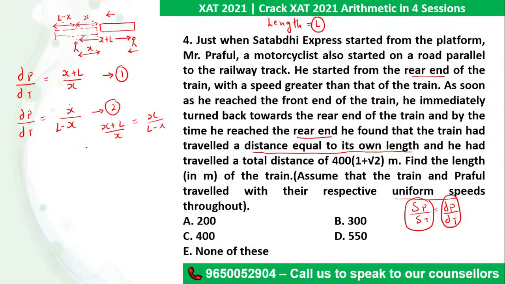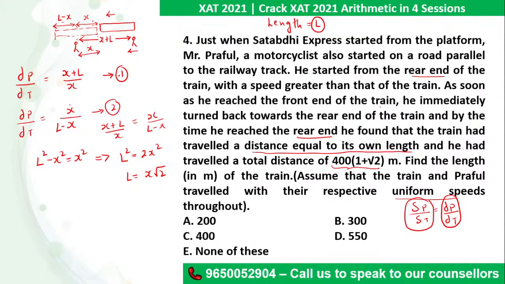So if I cross multiply, what I get is L square minus X square is equal to X square, or L square is equal to this. So I need to find the length of the train. That means I need to find the value of X root 2. Okay, and we have not used this information till now.